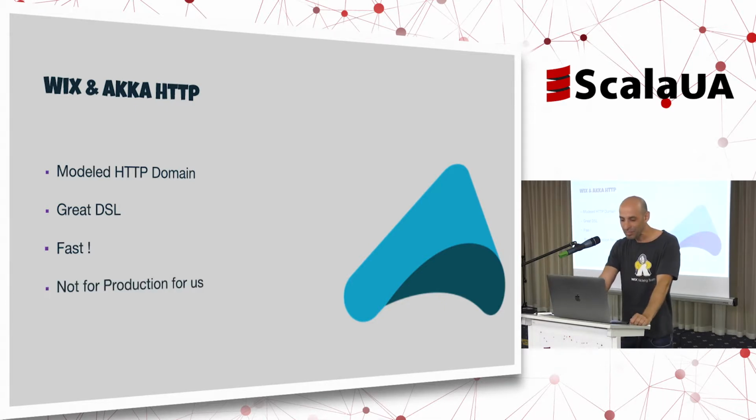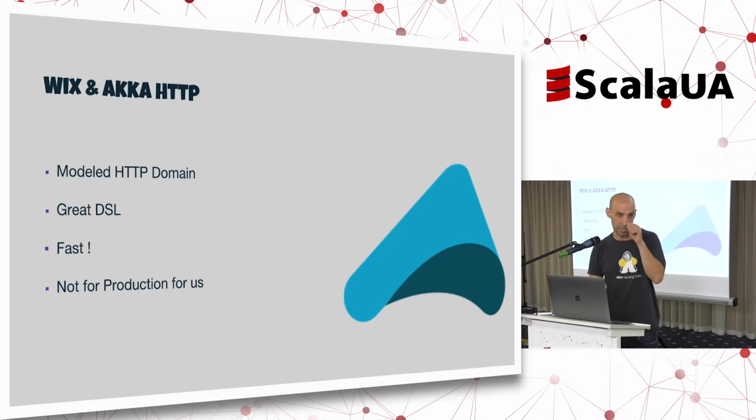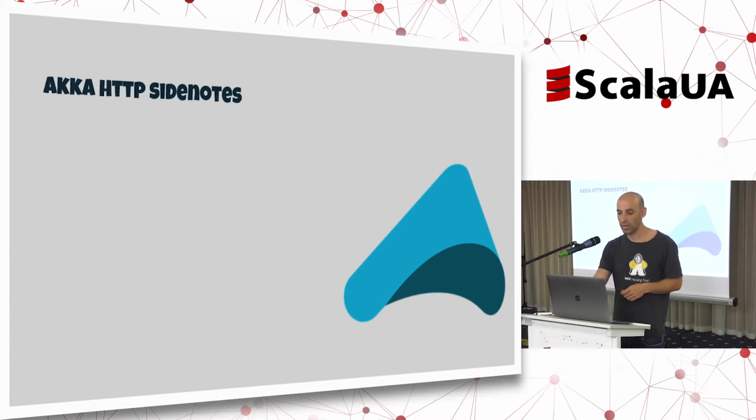So the last line I can say about Akka HTTP is that it's not for production for us. I use Spray in production. We're not using it. We would want to use it, but I'll mention a few reasons why we still don't use it in production. A lot of that is basically legacy reasons of when we started, how we started our service. So these are the side notes that I can say.